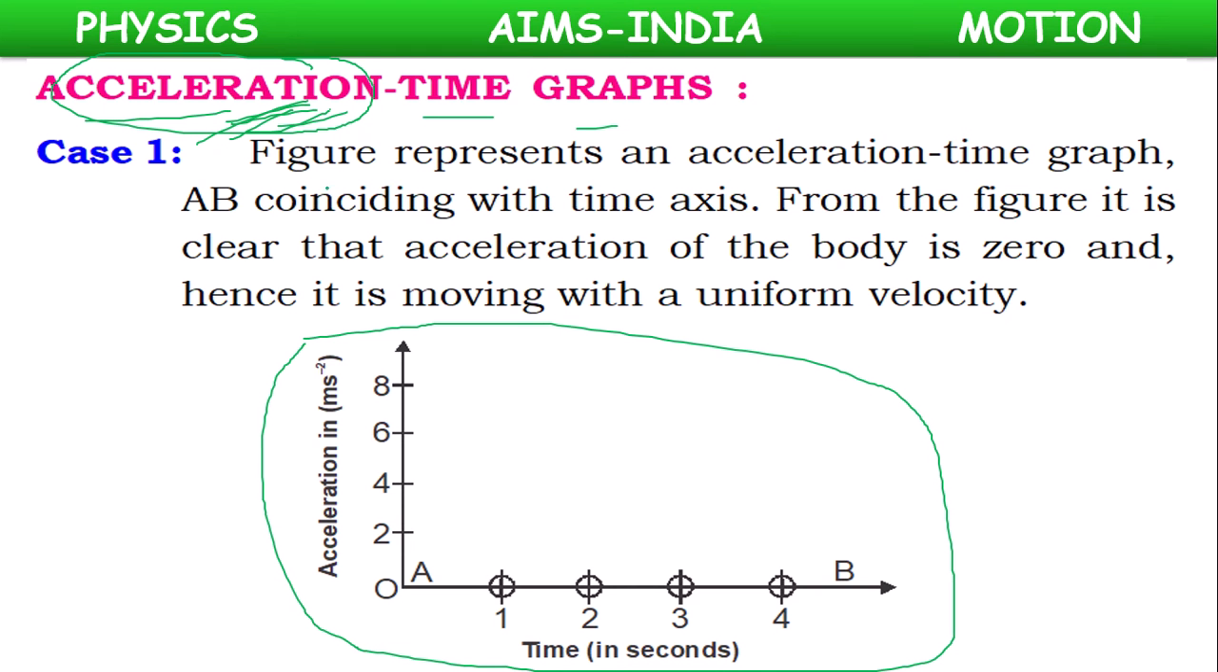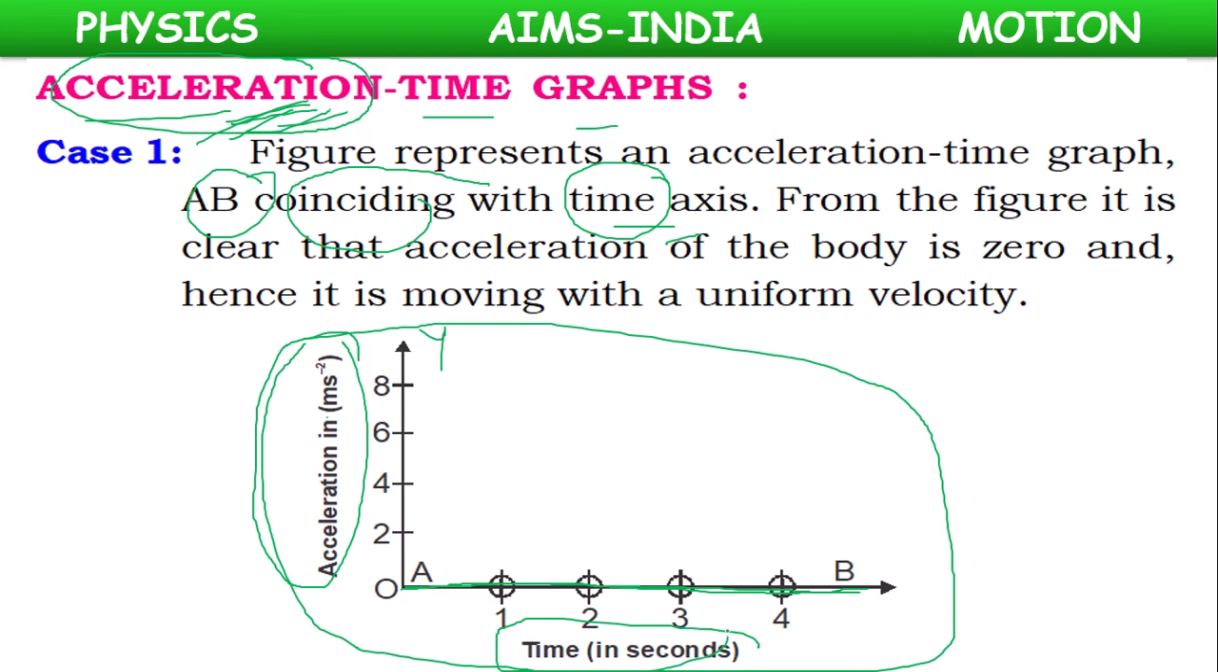Here, AB is the acceleration time graph, which is coinciding with the time axis. The acceleration time graph AB is a straight line, but it is coinciding with the time axis. On the vertical axis or y-axis we have taken acceleration, and on the horizontal axis or x-axis we have taken time in seconds. So here the AB line is coinciding with the x-axis or time axis.